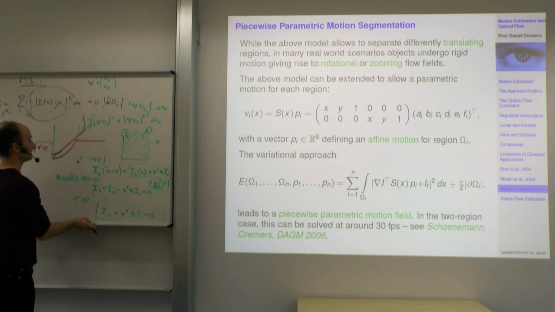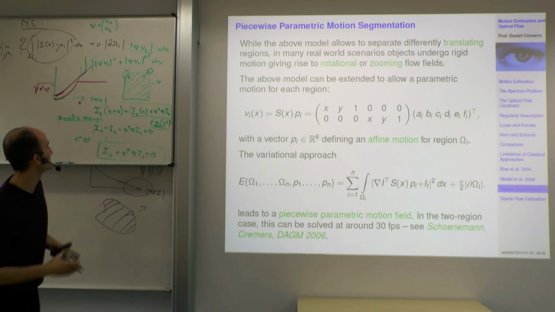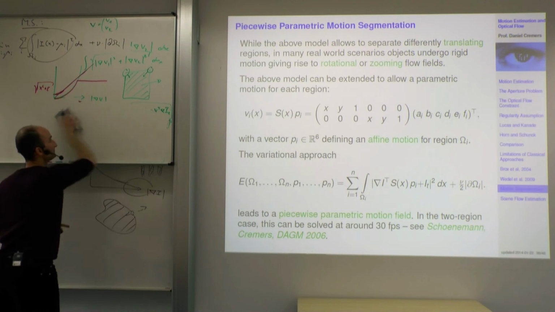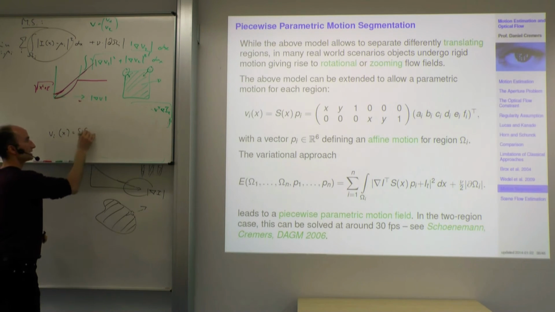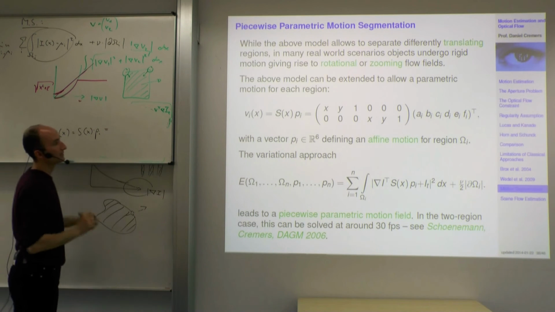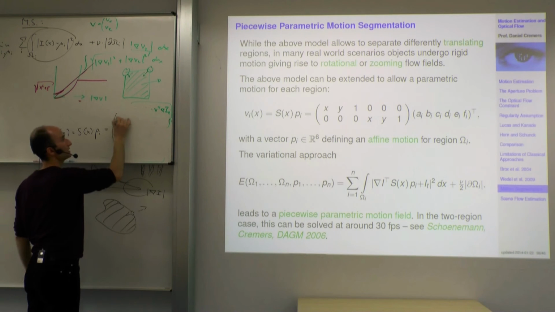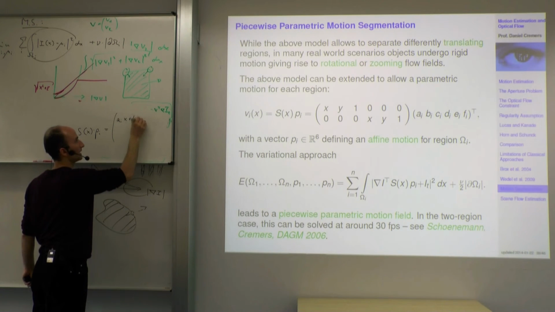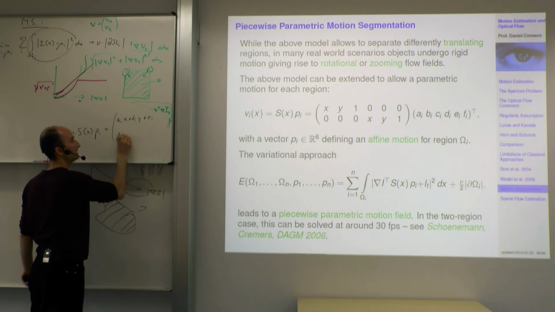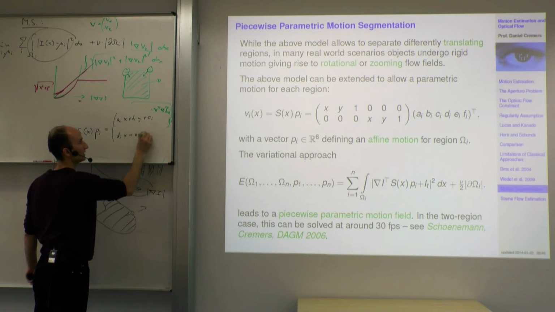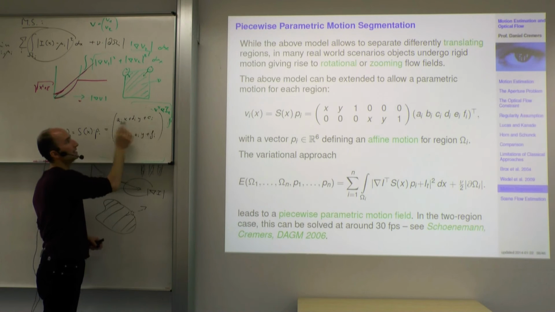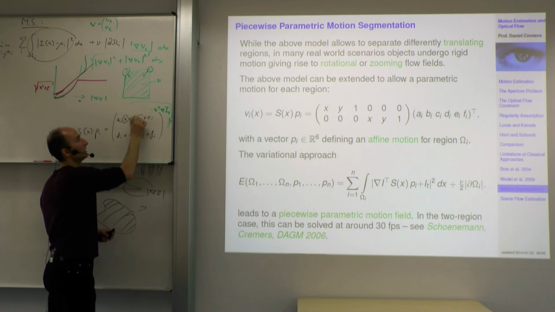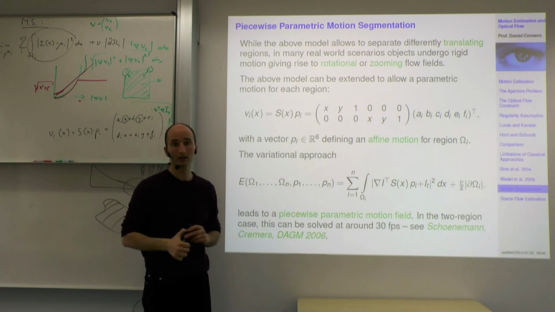So actually, let me write that out so you see in what sense this is a parametric motion. The velocity v in region i is modeled as S(x) times pi, and if I multiply this out, then all you get is ai x plus bi y plus ci, and here I have di x plus ei y plus fi. And so this is the motion model that we have, and so that's a linear motion model in x and y, in the x component, and also linear in the y component.